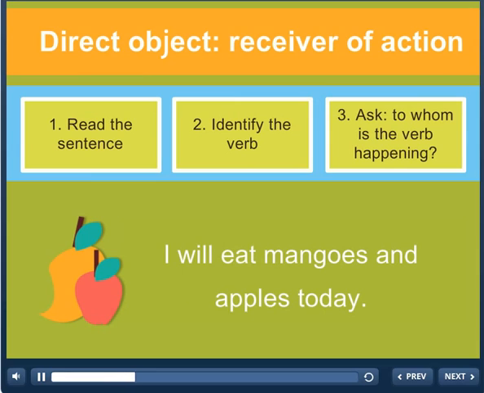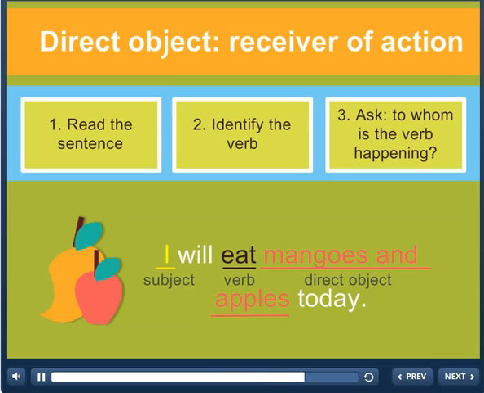I will eat mangoes and apples today. The verb is eat. Who will eat? I will. I is the subject. What will I eat? Mangoes and apples. Mangoes and apples is the direct object.